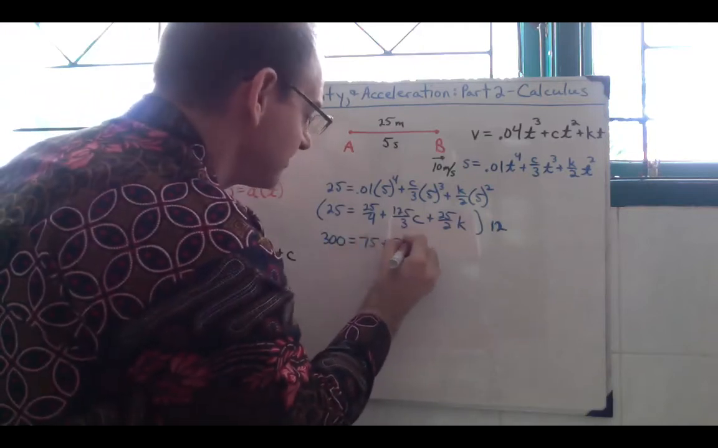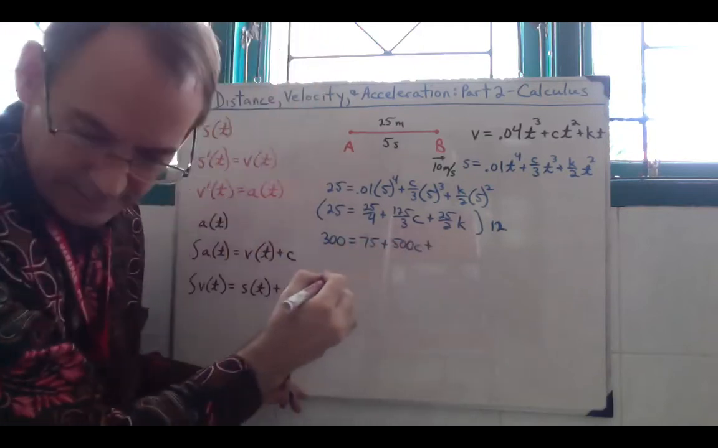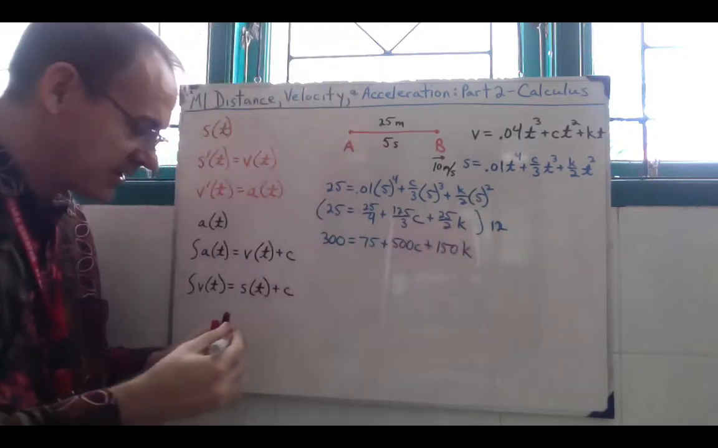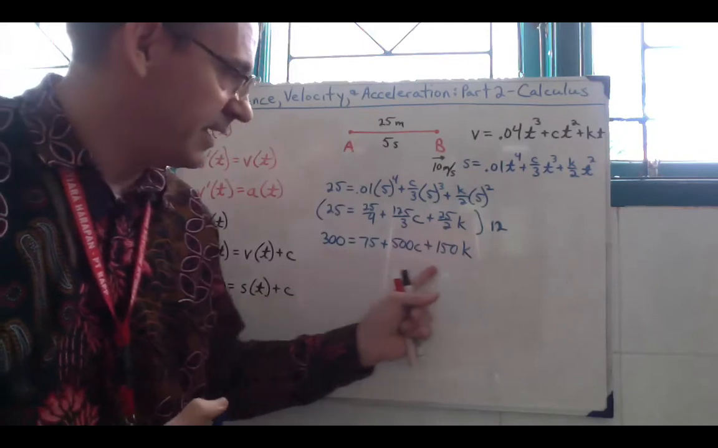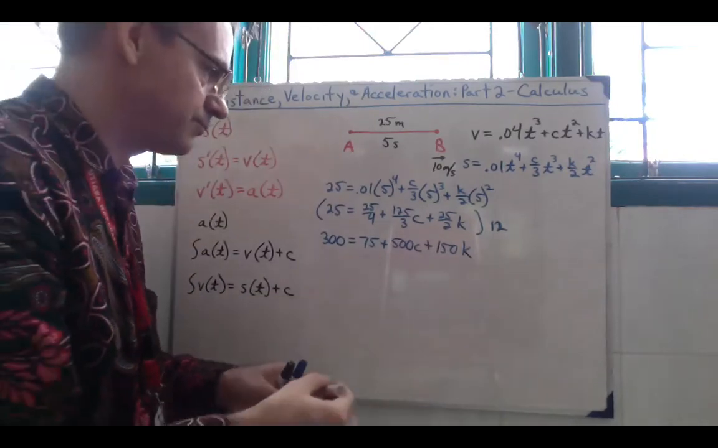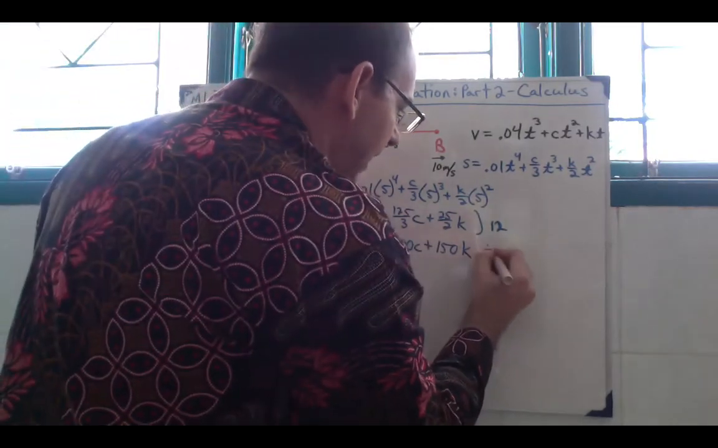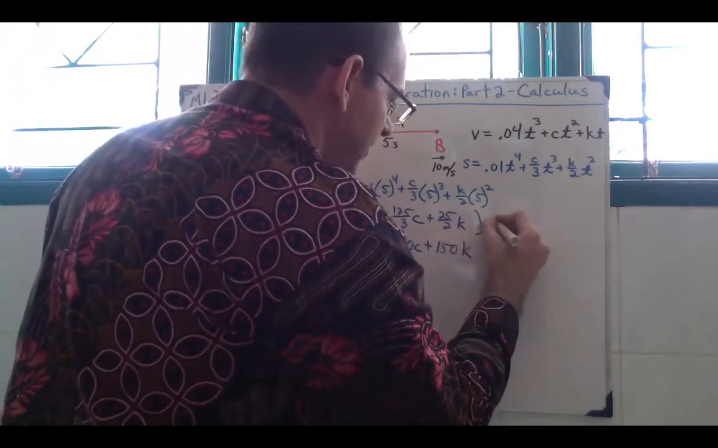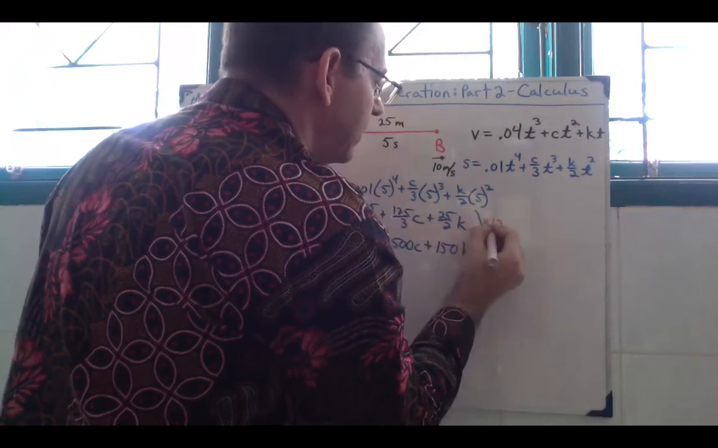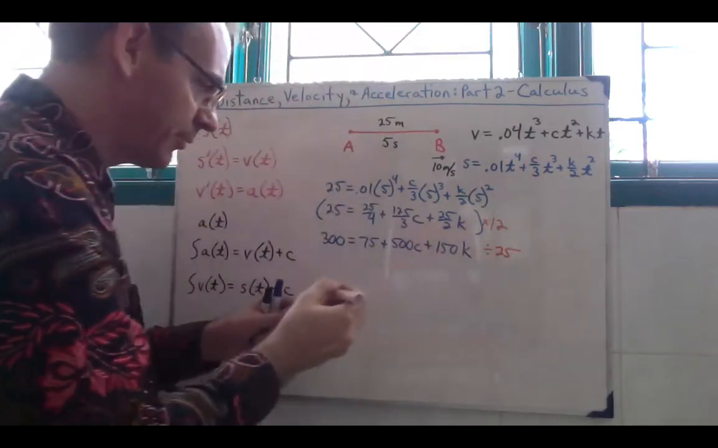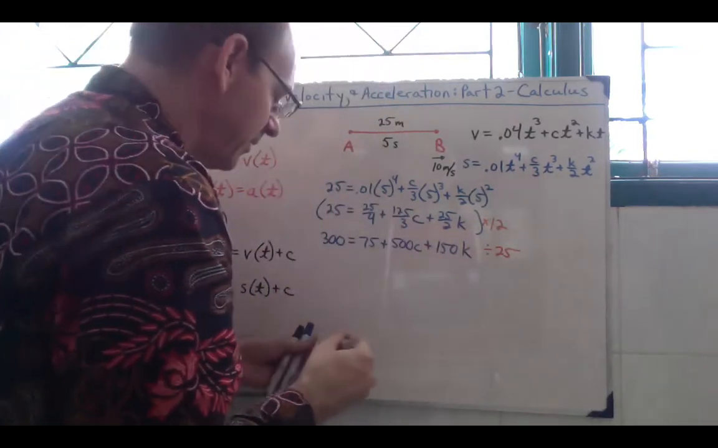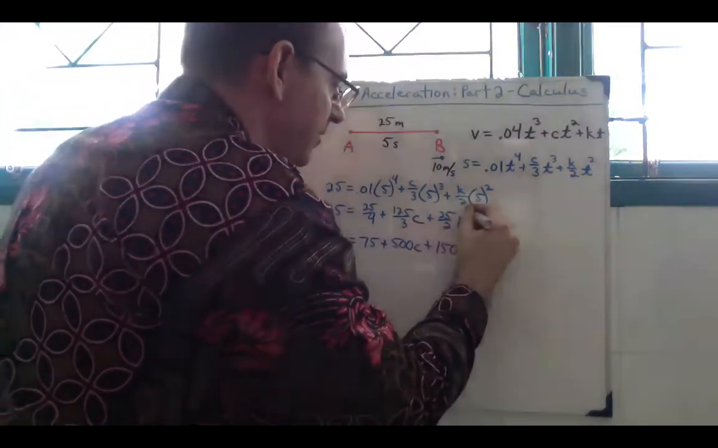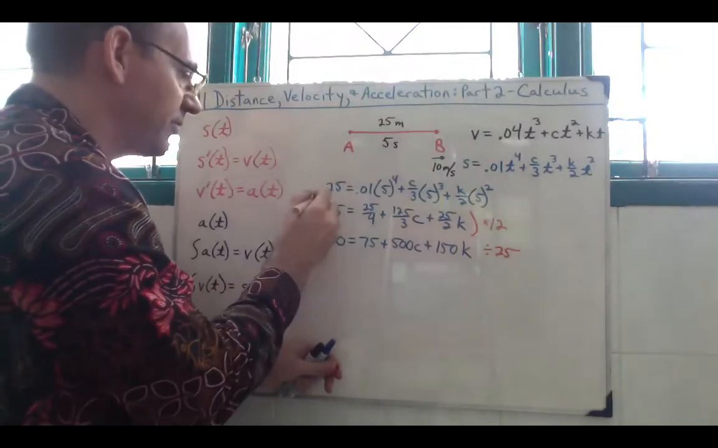500C plus 150K. And now when I look at that, I realize that everything is a factor of 25 in it. So I'm going to divide by 25. Maybe I'll make this red so that it stands out. Multiplied by 12. Here we're going to divide everything by 25. We choose these parentheses so you don't get it confused with the original.